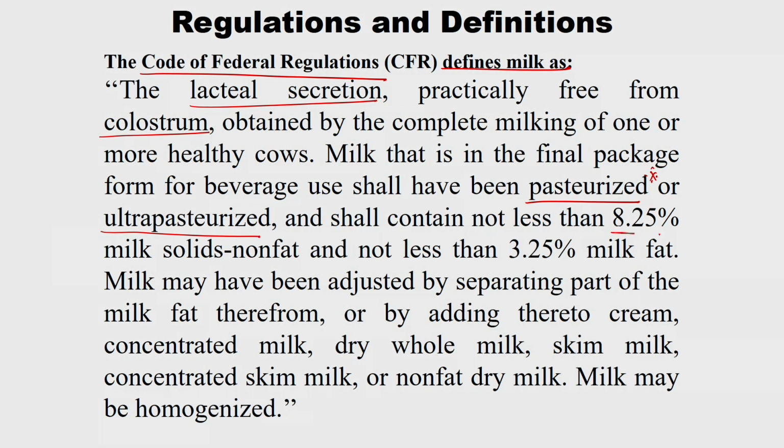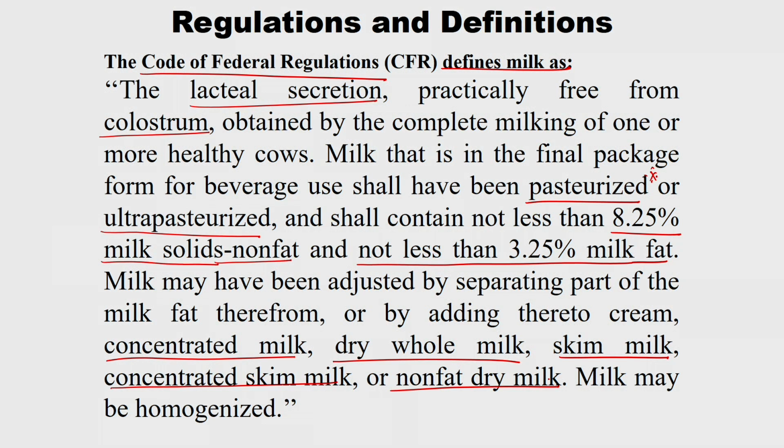Milk shall contain not less than 8.25% of milk solids non-fat, and not less than 3.25% of milk fat. Milk may have been adjusted by separating part of the milk fat therefrom, or by adding thereto cream. So you can remove or add, maybe some consumers want it that way, then the cream is added to the normal milk, or it may be separated from the milk as well. And concentrated milk, dry whole milk, skim milk, concentrated skim milk, non-fat dry milk, all come under the definition of milk, and milk also may be homogenized. So this is the definition the Code of Federal Regulations gives for milk.